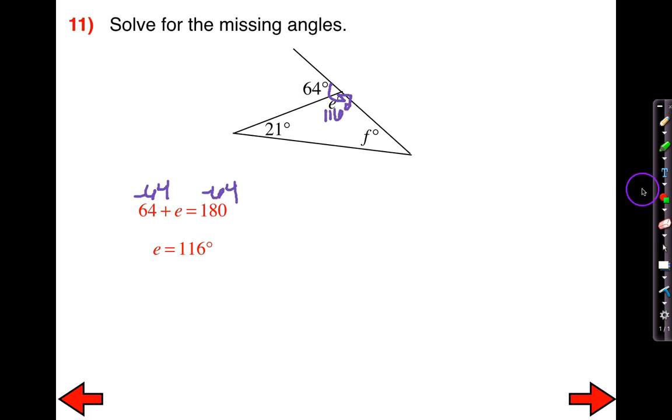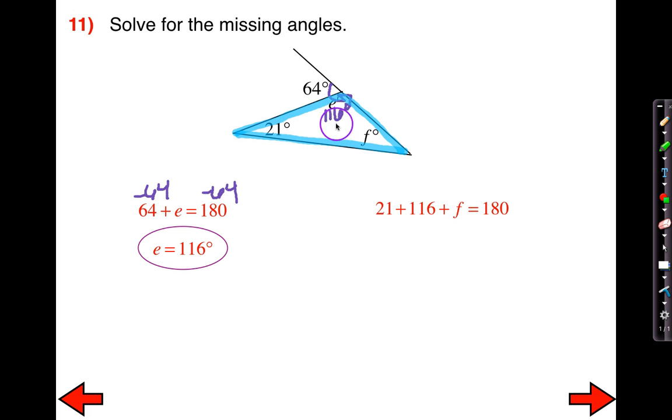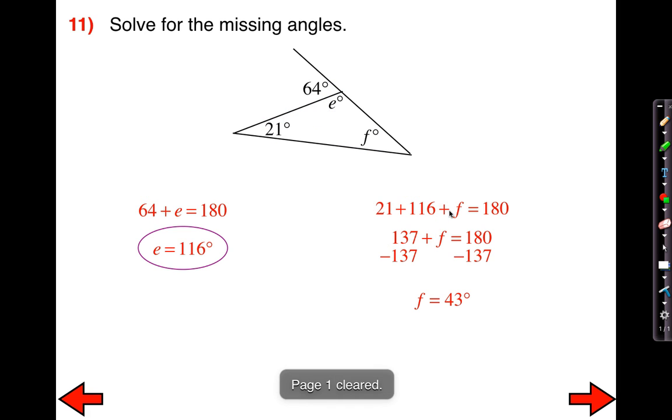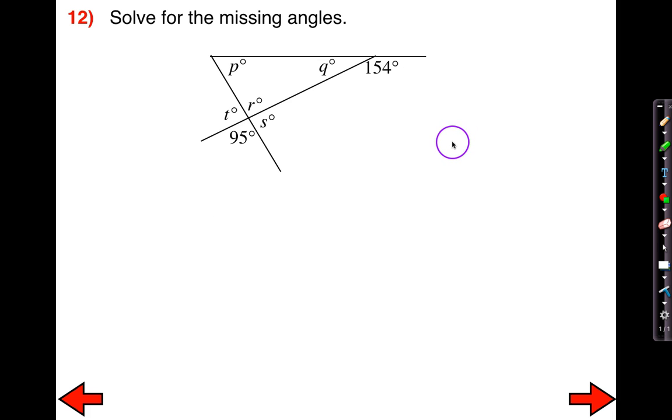Now that I know that, I can focus my attention on this triangle here, and remember that all interior angles of a triangle have a sum of 180 degrees. So I can set it up as 21 plus 116 plus F equals 180. Here we can combine like terms, leaving us with 137 plus F equals 180. Then to solve for F, simply subtract 137 from both sides, leaving us with F equals 43 degrees. So to answer the question, angle E is 116 degrees and angle F is 43 degrees. Go ahead and pause the video and try number 12 by yourself as well.